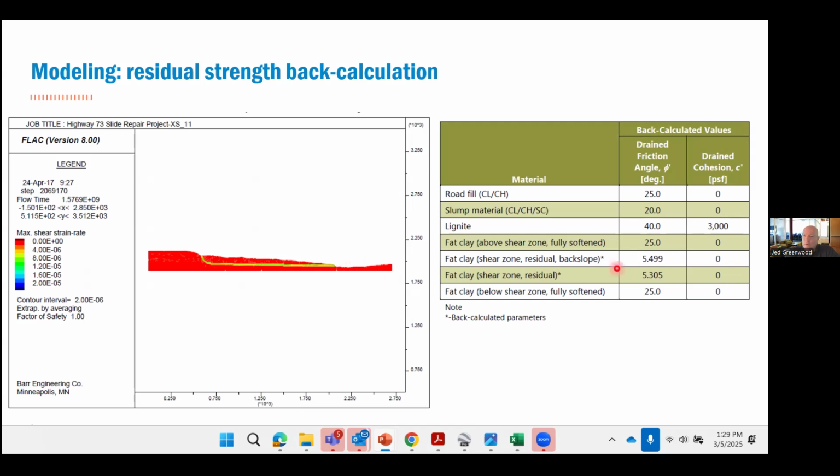One thing to note is the drained friction angle for the fat clay in the shear zone. We broke it into two. There's kind of a back slope portion here, and then there's the rest of it. And so the primary calibration was done on this material here, 5.3 degrees for a residual friction angle. And as I mentioned earlier, that matched fairly well with the torsional ring shear testing that we did in the lab.